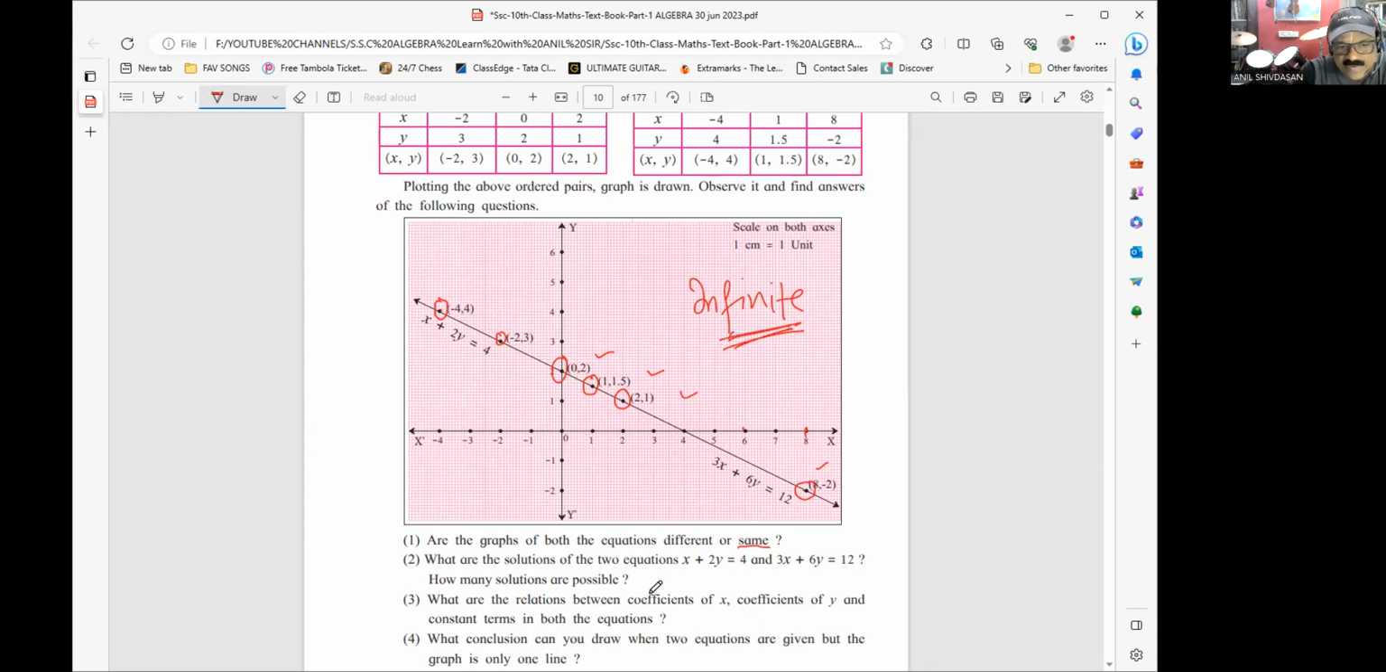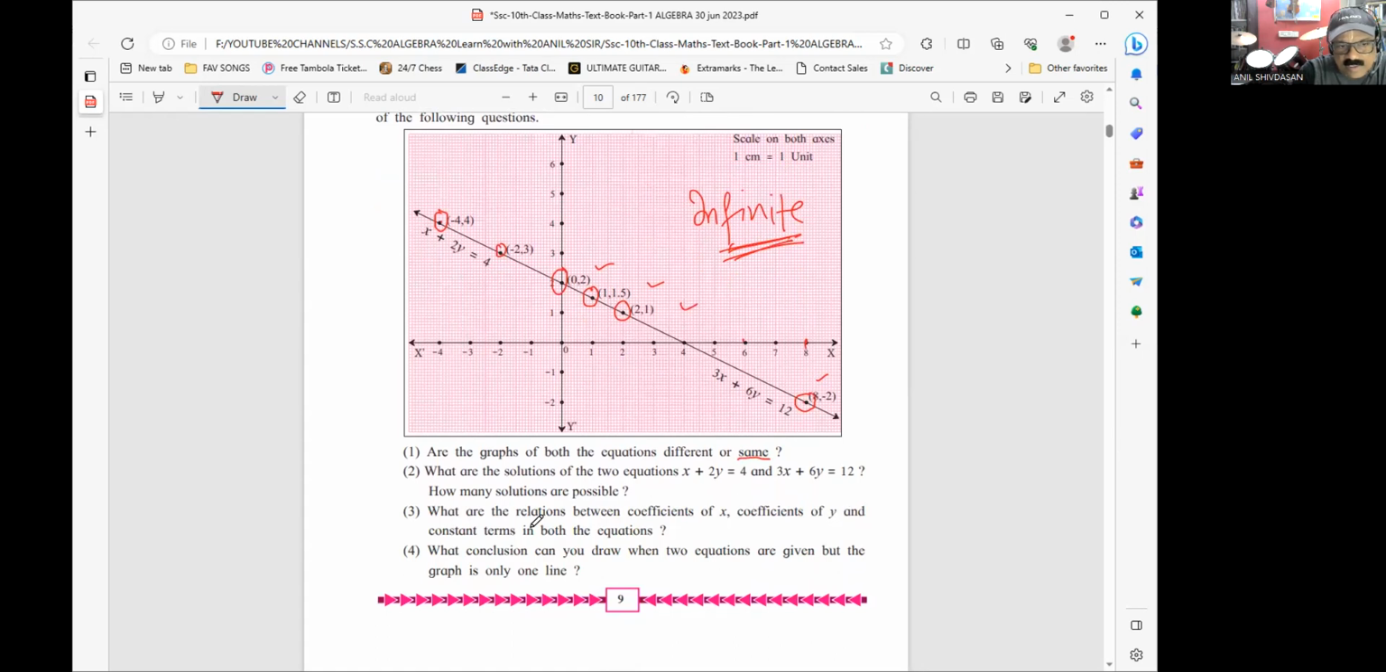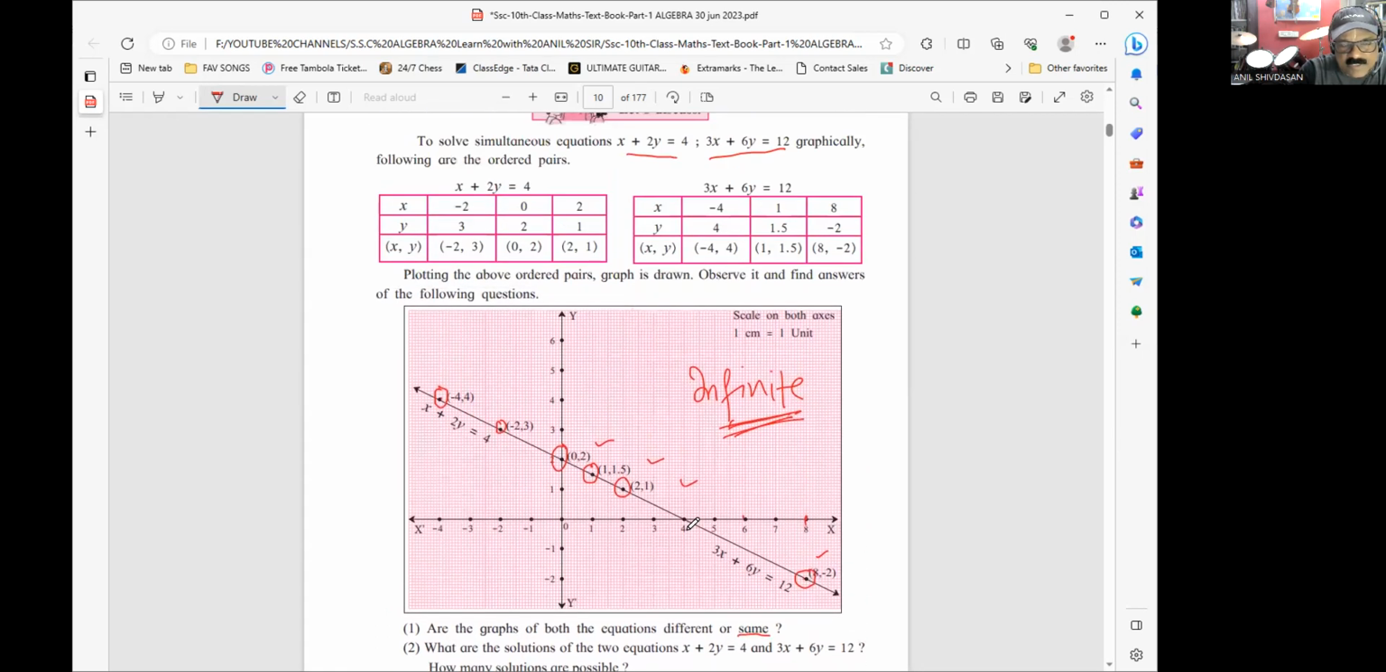Okay, what are the relations between the coefficient of x, coefficient of y, and constant terms in both equations? What that means is that, so x plus 2y is equal to 4. The coefficient here is 1, right? And for x in the other equation, the coefficient is 3, so the ratio is 1/3. Then 2y and 6y is 2/6, which is nothing but 1/3. And the third one is the constant, 4/12. 4 ones are 4, 4 threes are 12. So what you observe is that the ratios are the same: 1/3, 1/3, and 1/3.